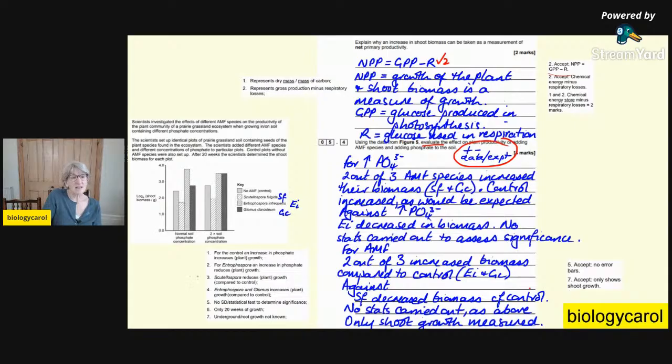So this is the mark scheme, and here is where I got the marks. Number one, actually specifying the ones that grew more. Oh, sorry, this is for saying that the control increased, and this is for saying that this one decreased. No stats got me a mark as well. For AMF, I got the mark for specifying the two that increased, and for specifying the one that decreased. And I also spotted that only shoot growth had been measured.